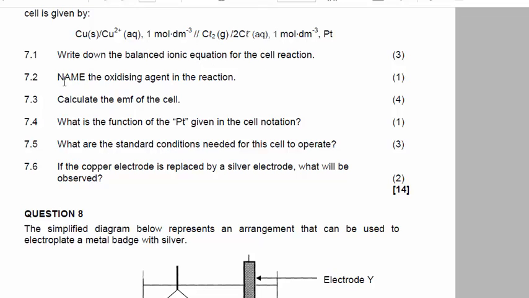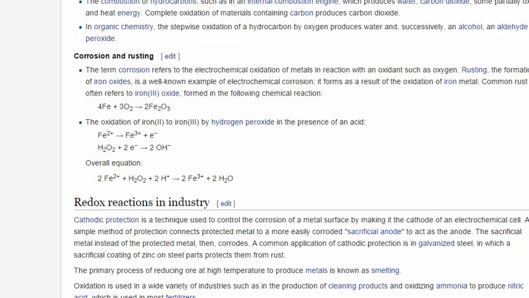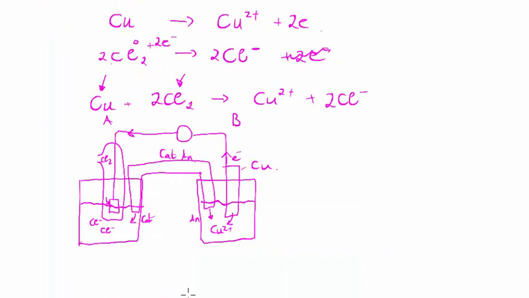Okay, so let's see. Write down the balanced equation, we did that. Name the oxidizing agent in the reaction. Now, the oxidizing agent is not the thing whose oxidation number is increasing. It's the one that causes the other one to increase. So it's the one whose oxidation number decreases. Which one is decreasing? Chlorine. So that answer is chlorine.